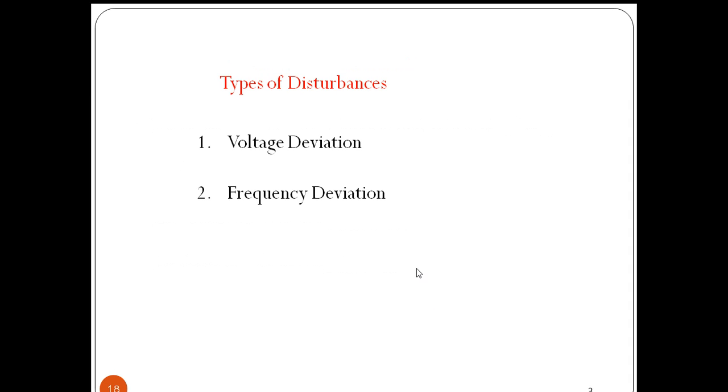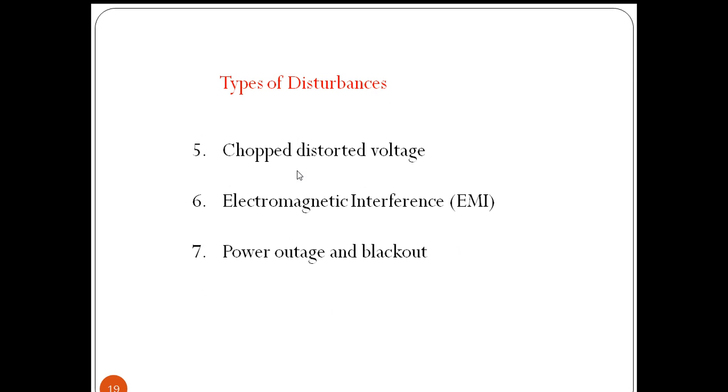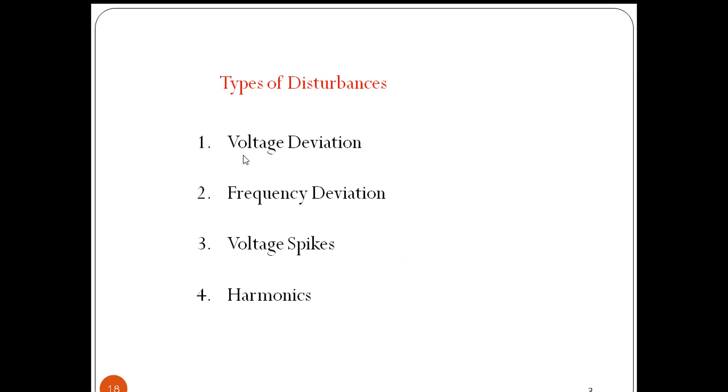The various disturbances which may occur in power loads are voltage deviation, frequency deviation, voltage spikes, harmonics, chopped distorted voltages, electromagnetic interference, power outage and blackout. So these are the various disturbances.